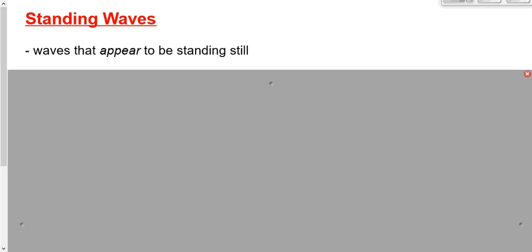Yesterday we did a demonstration where we showed you what a standing wave looked like. We sent a wave down through a string from one end to the other, reflected off of that end, came back, interfered with the wave that was still going down, and produced a wave that looked like it was standing still. That's what a standing wave is, a wave that appears to be standing still. Now, it isn't really, because in reality, there's a wave going down and a wave coming back.